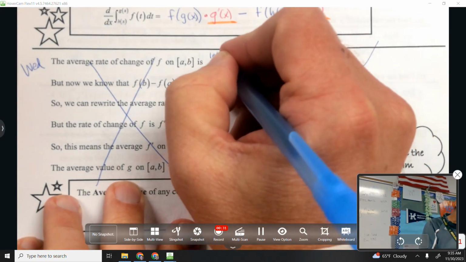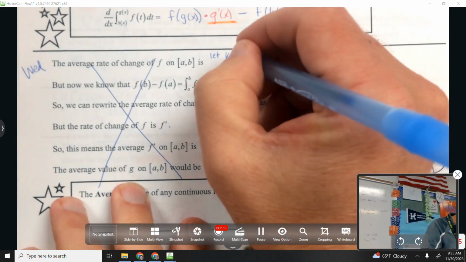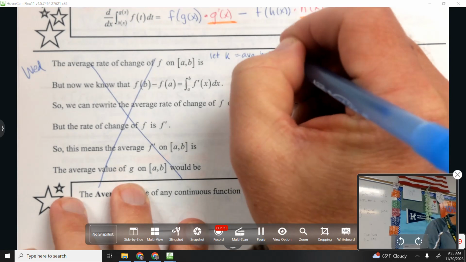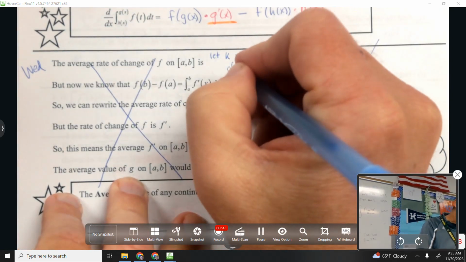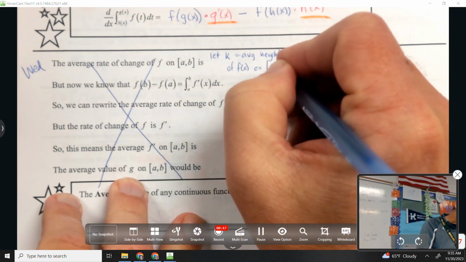In fact, let's let k, so I don't have to keep writing average value every time I want to say it, equal the average height, or the average value of the function f of x on A to B.